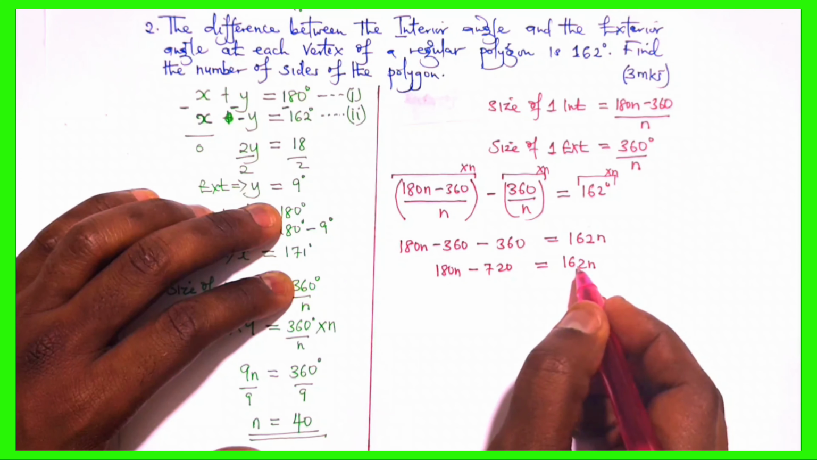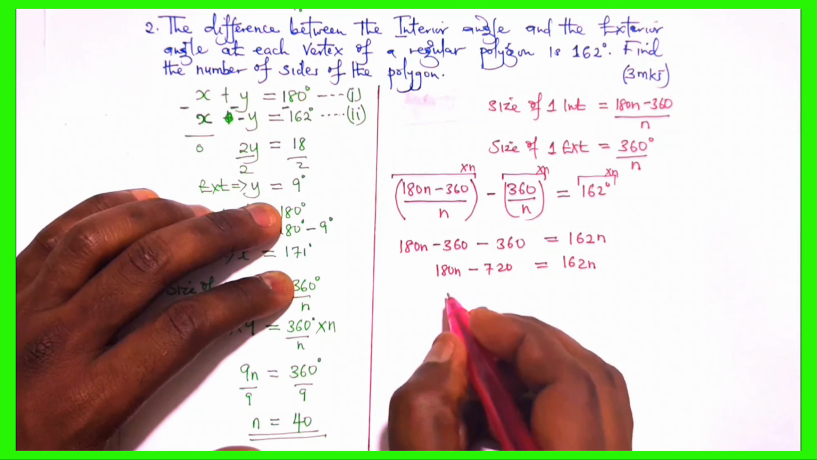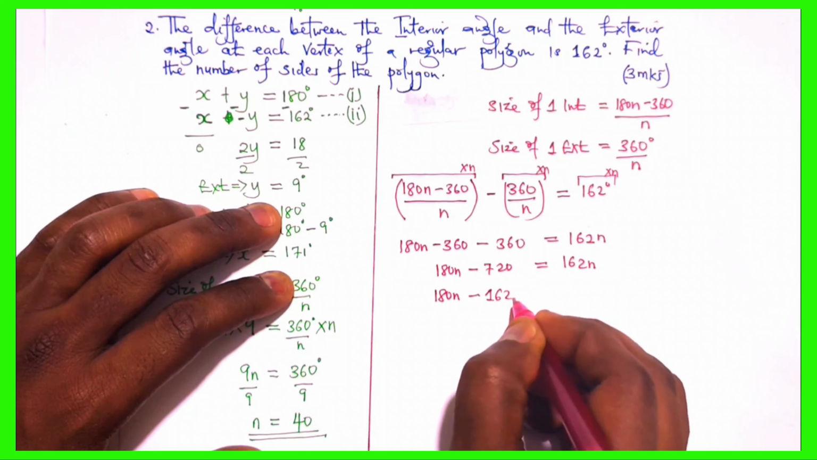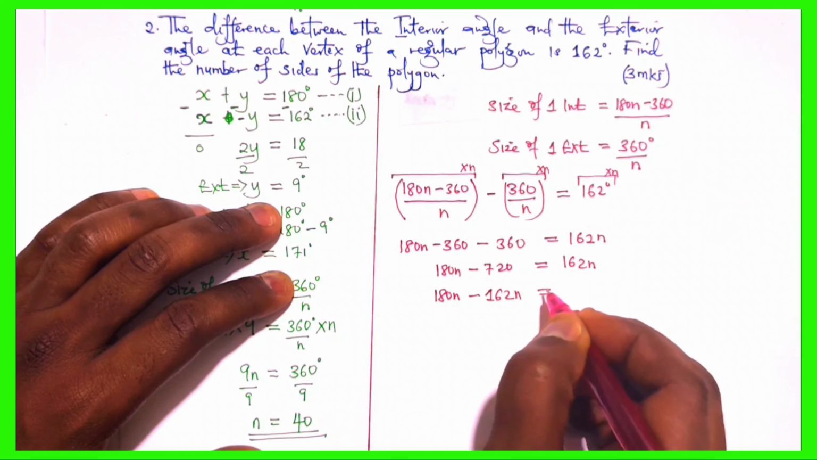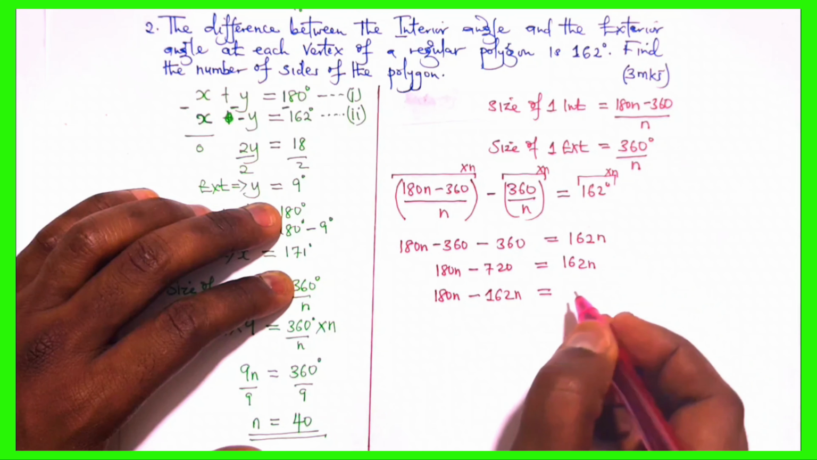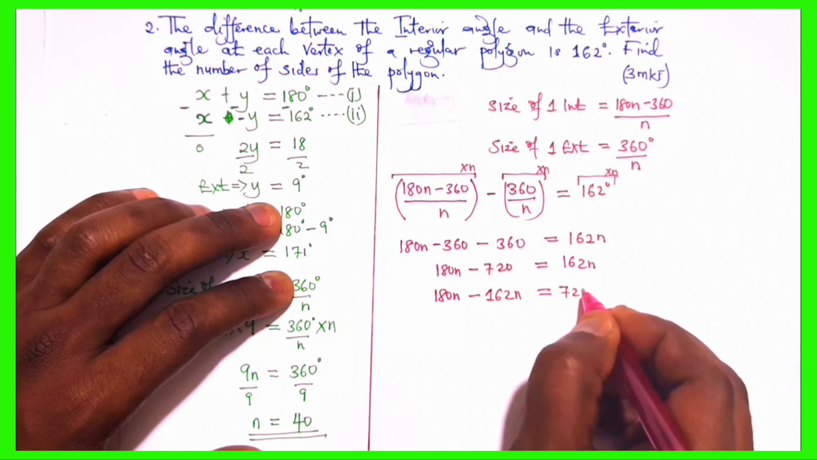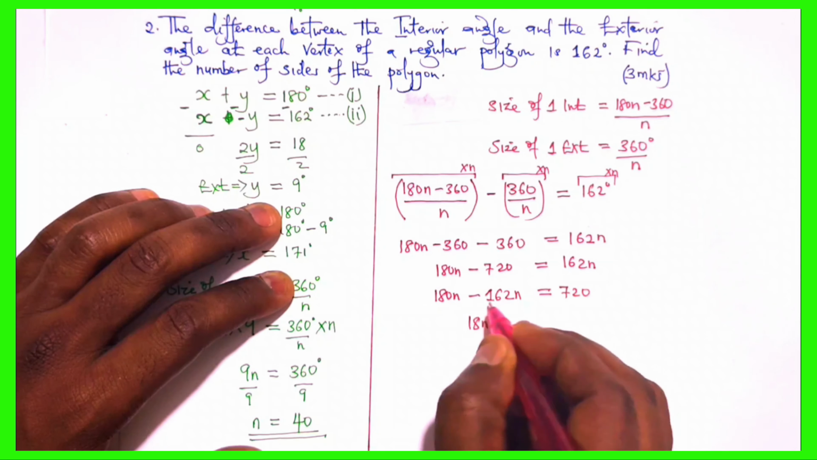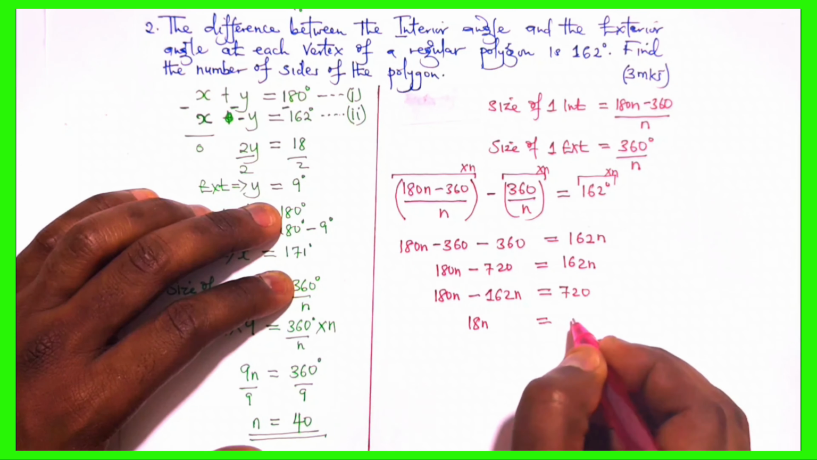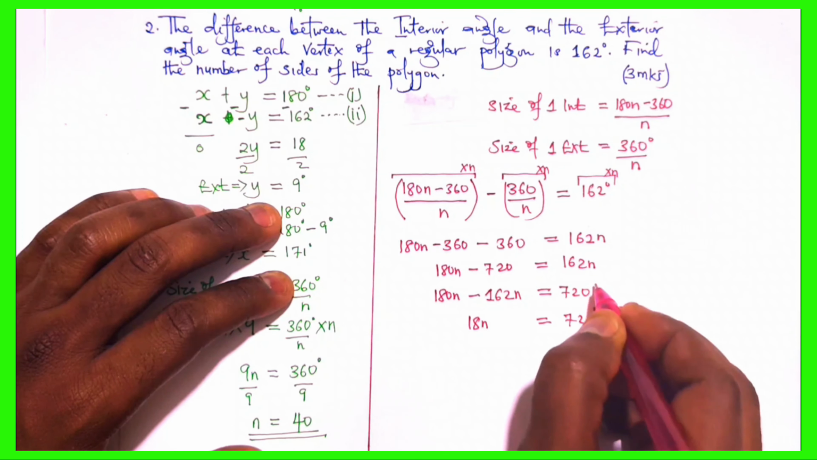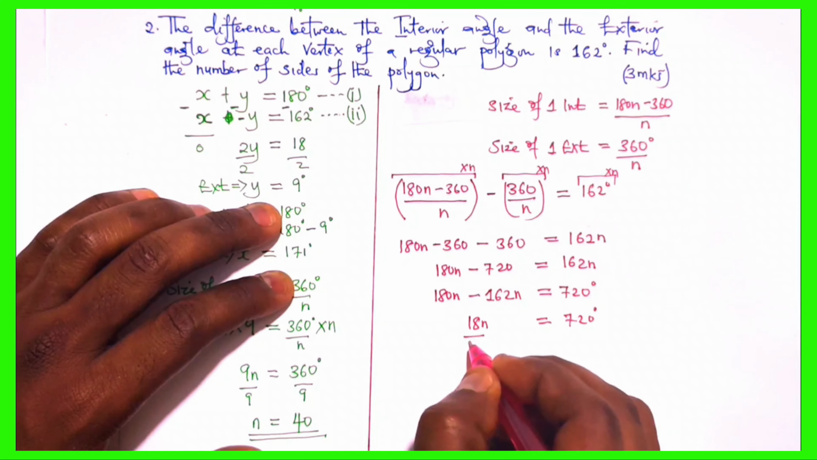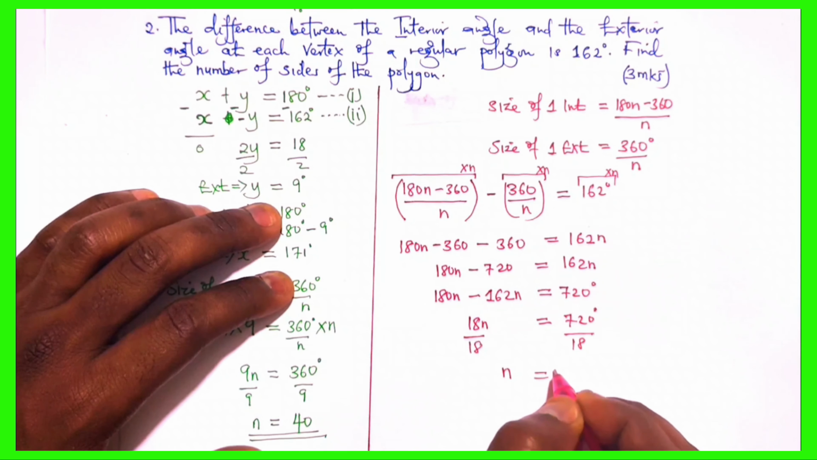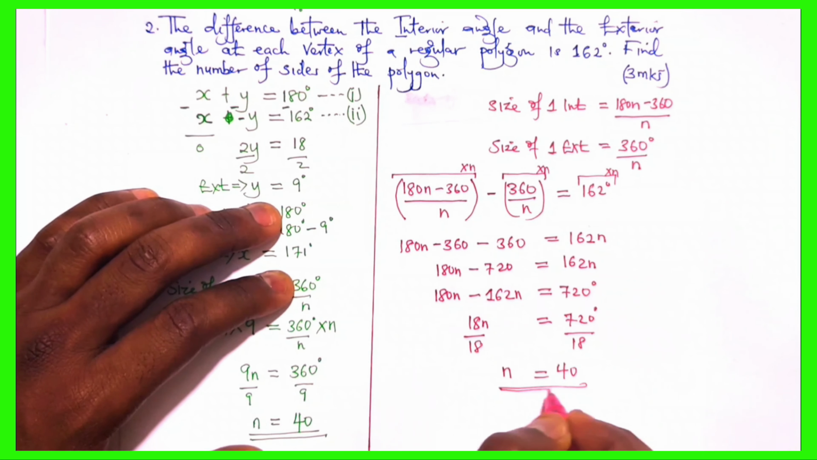And then I put like terms together. So I take 162n to the other side of the equal sign. I'll have 180n subtract 162n. This should be equal to, now I take the whole number to the other side of the equal sign. It becomes a positive number. So we end up with 18n here, the subtraction of these two numbers, to be equal to 720 degrees. And therefore, when you divide both sides by 18, you're going to get the value of n to be equal to 40. And this is the solution.